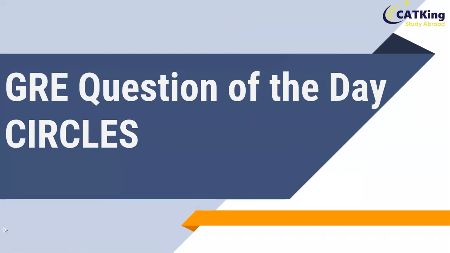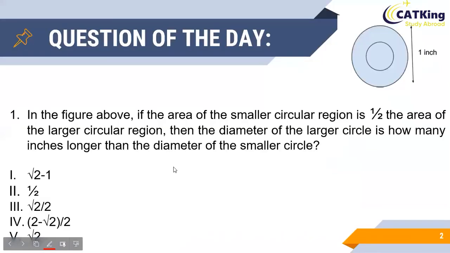Today we will discuss a question on circles. As you can see, today's question is a multiple choice question with a single correct answer. In this question, we are given that the area of the smaller circular region, that is this portion, is half of the area of the larger circular portion, that is this portion.